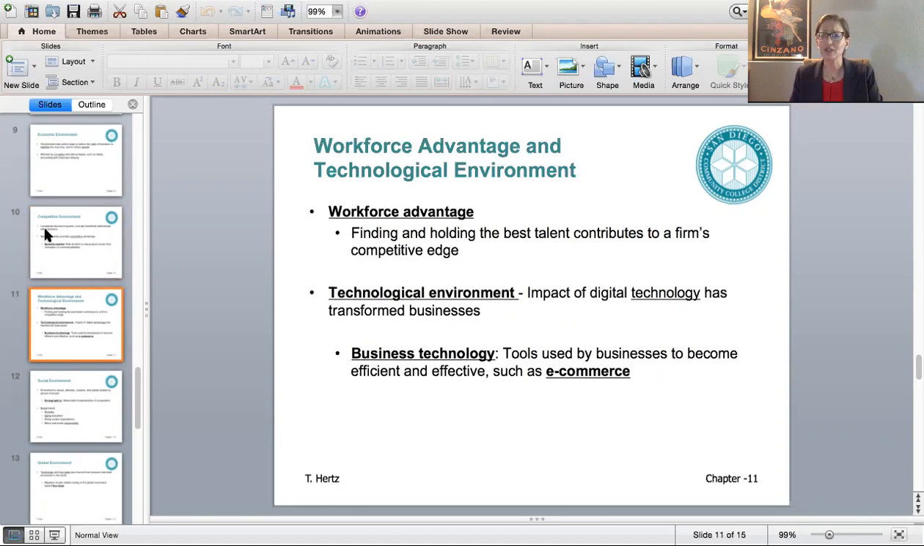So remember when I said human resources might be a tremendous source of sustainable competitive advantage? What do we call that? We call that workforce advantage.